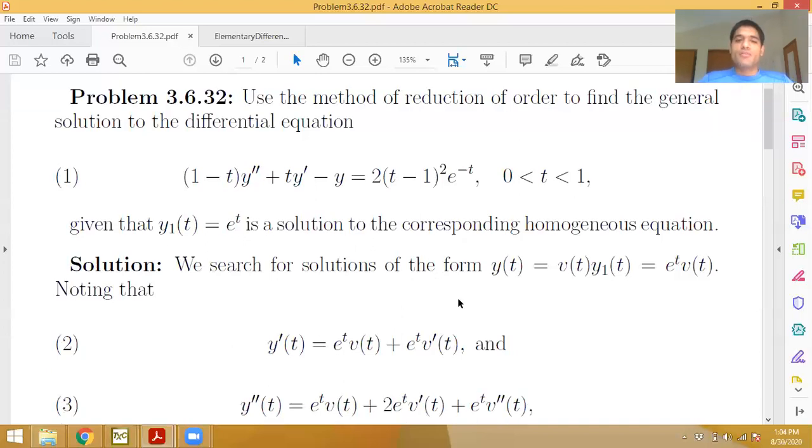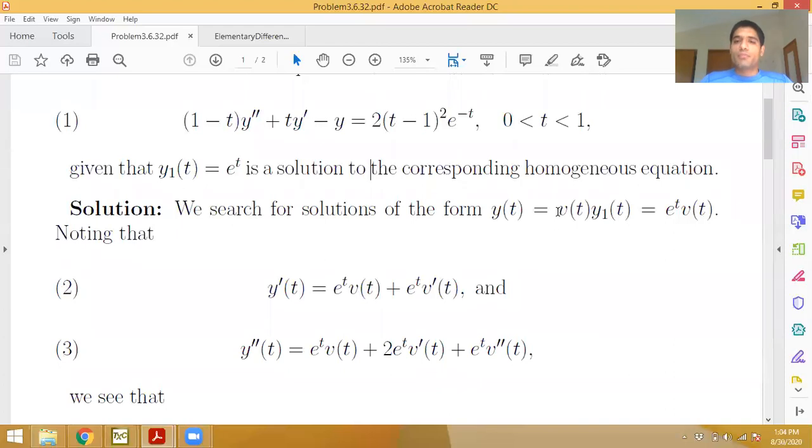For the method of reduction of order, we assume that our second solution is a multiple of the solution we are given to the corresponding homogeneous equation. So we assume that there is some function v(t) such that y(t) = v(t) y1(t), which happens to be the same as e^t times v(t).